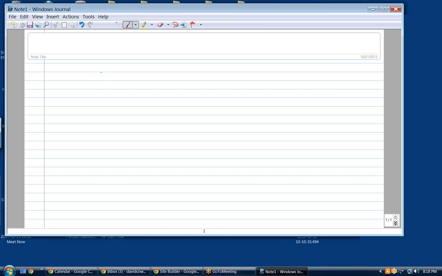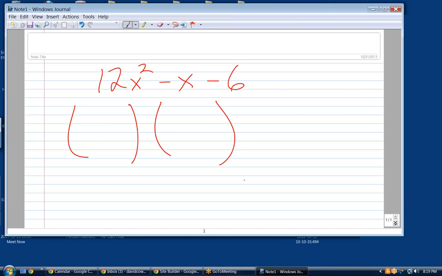Do 12x squared minus x minus 6. Okay. This is going to be harder because there's lots of choices in how to factor 12, and there's lots of choices in how to factor 6. So we're going to have to do a little trial and error here. I would always start with 4x and 3x as opposed to 6x and 2x or 12x and 1x, just because most of the problems that the schools give out, the result is the two factors that are closer together.